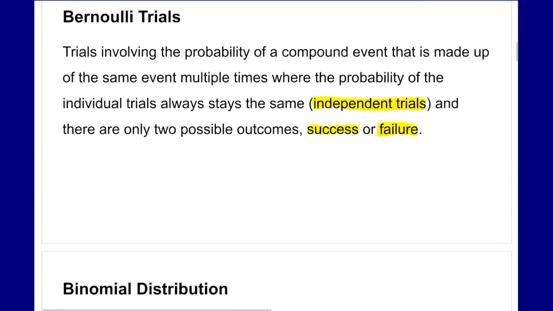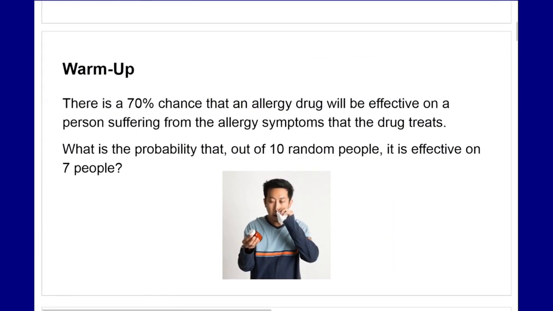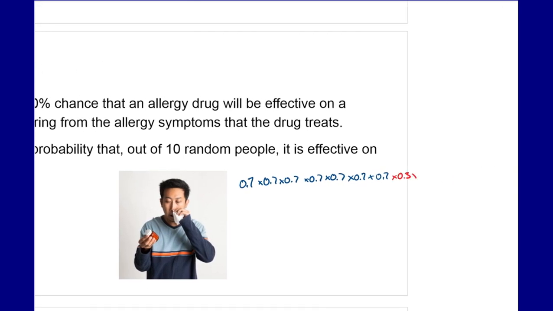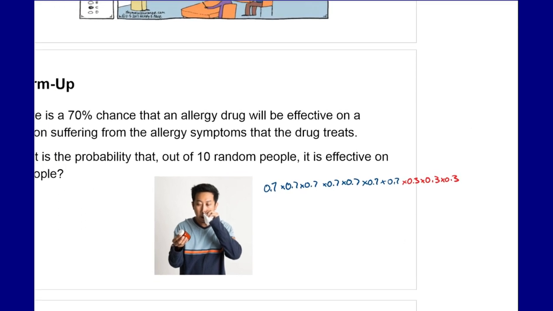Now, if we go back up to this warm-up and we take a look at how this actually works. Well, I have 7 people. And if it's a 70% chance that it works, then it's 0.7 times 0.7 times 0.7 times 0.7 times 0.7, 7 times. 1, 2, 3, 4, 5, 6, 7. But then we also have to consider that it fails on 3 people. So 30% chance times 30% chance. So that would be one scenario.